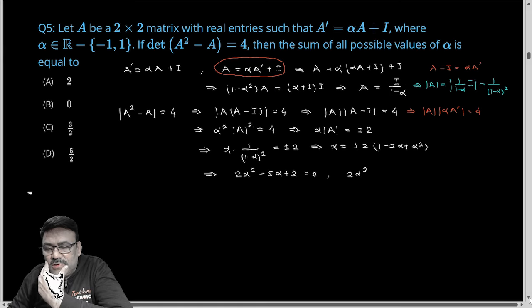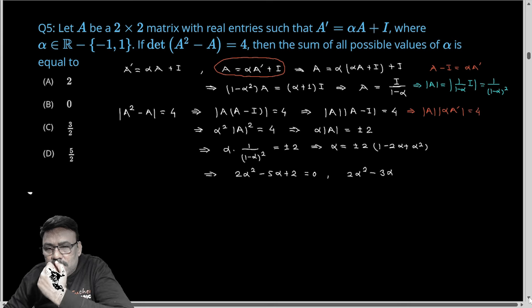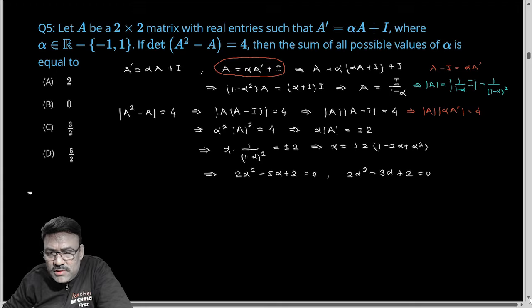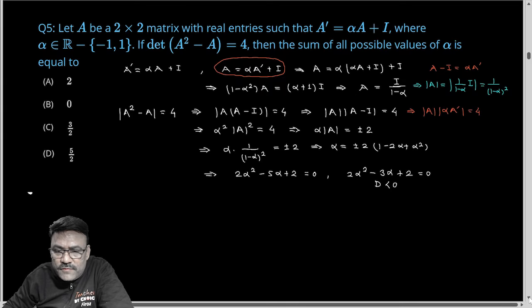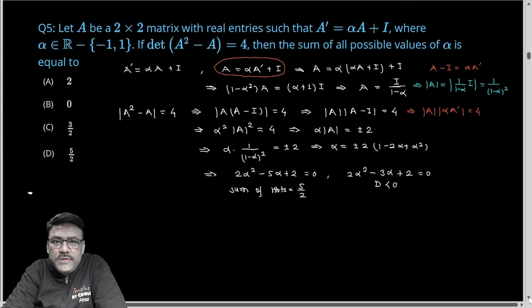With minus sign, I am getting 2 alpha square, and alpha minus 4 alpha means minus 3 alpha and plus 2. Now you can see that this second equation has discriminant less than 0. So this will not give you any real value of alpha, the second one. And the first one, they are asking sum of all possible values of alpha. So basically they are asking sum of roots here. Sum of roots of this equation is 5 by 2. So hence sum of possible values of alpha is 5 by 2, which should be option D, right?